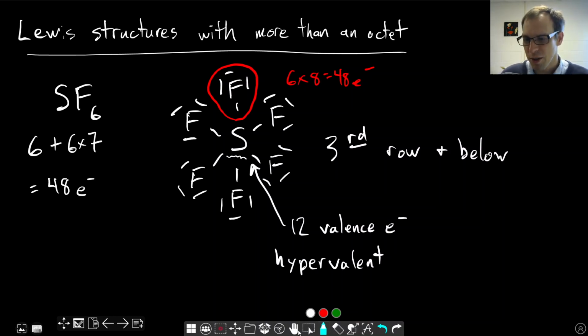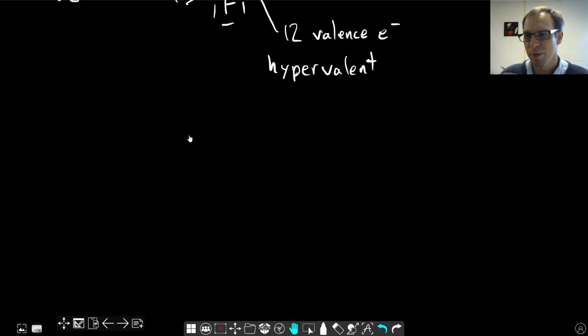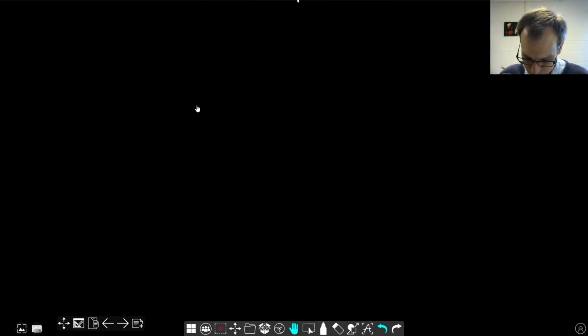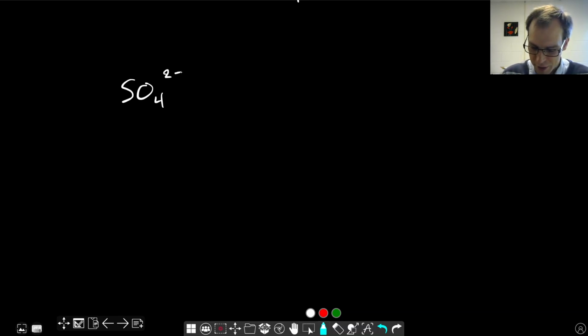Again, they're going to involve these third row or below elements. So we'll look at another sulfur compound here and combine talking about a few different things that we've talked about. And this is actually a really common ion that we see a lot, sulfate, SO4 2-. So sulfur is the central atom here.